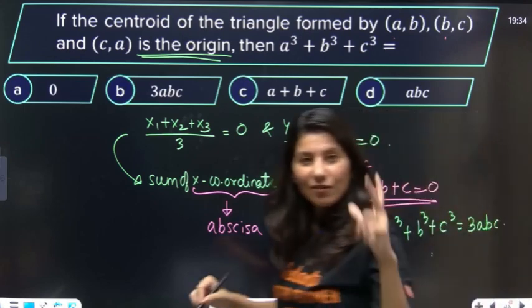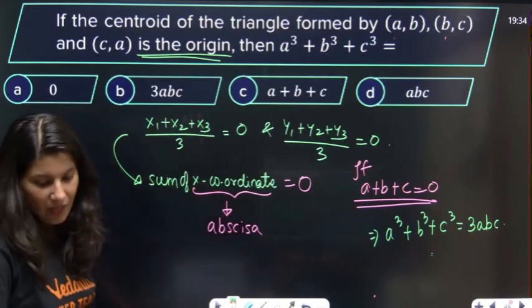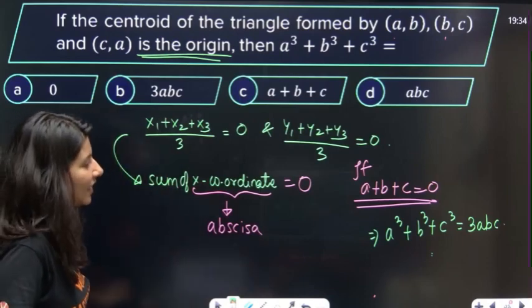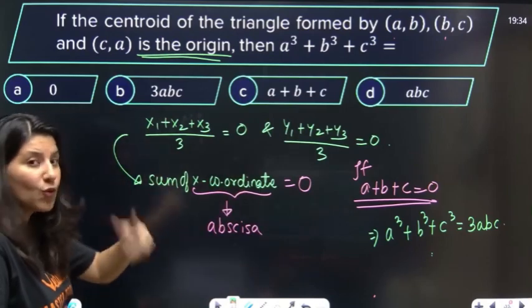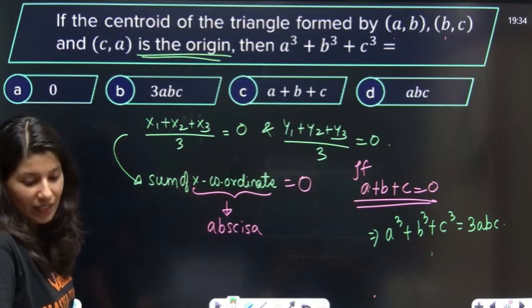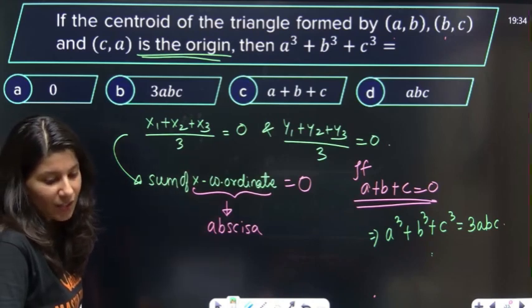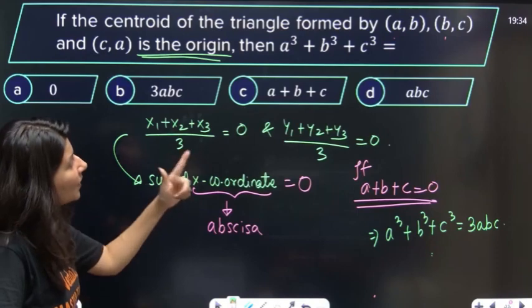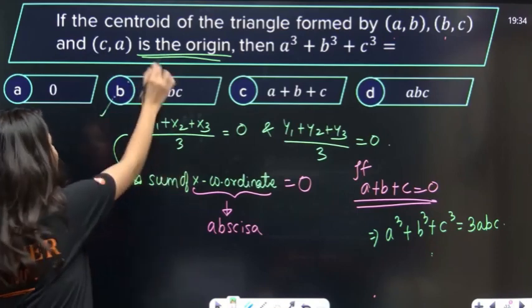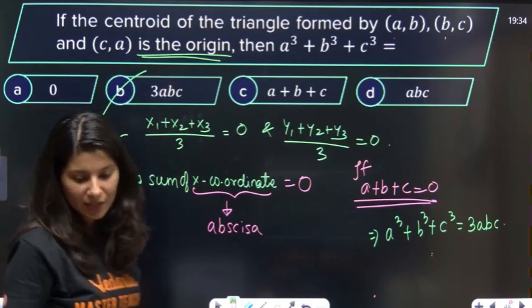Blurry memories of class 9th. If a plus b plus c is 0, Google it right away, you have your phone. If a plus b plus c is 0, then what happens? a cube plus b cube plus c cube becomes 3abc. Option B is absolutely correct.